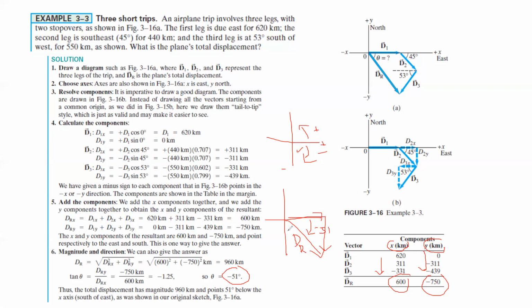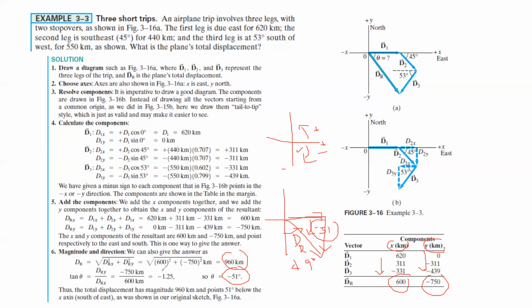If that's negative 51, on the other side, it's also complementary, so it will be 49 degrees. So you can also use this side to solve for the components, or the negative 51 degrees to solve for the components. Okay, so that's how to get the resultant 960 kilometers and the angle negative 51 degrees.